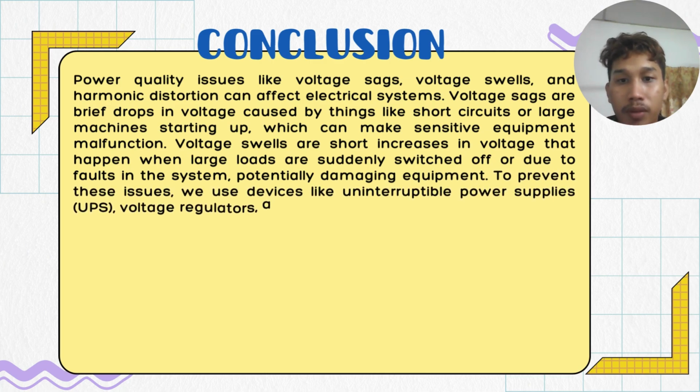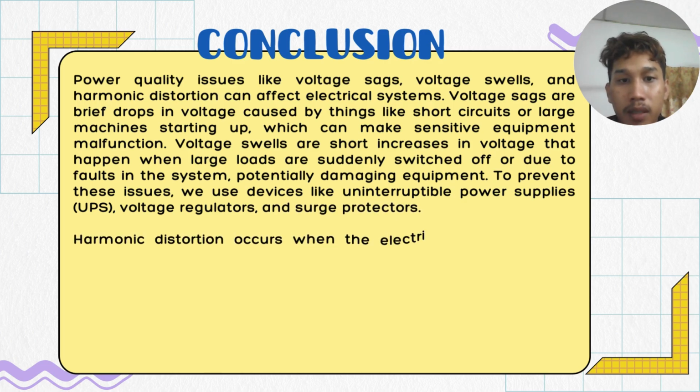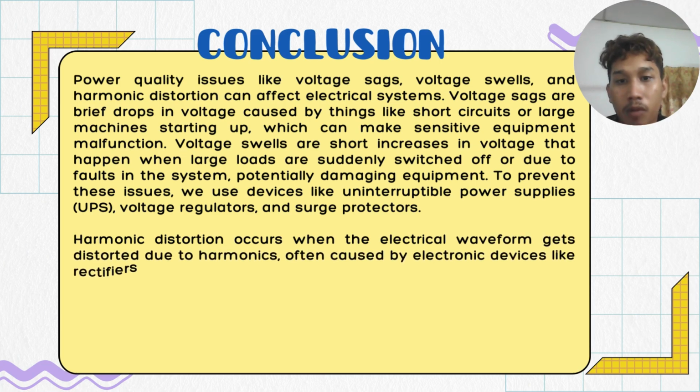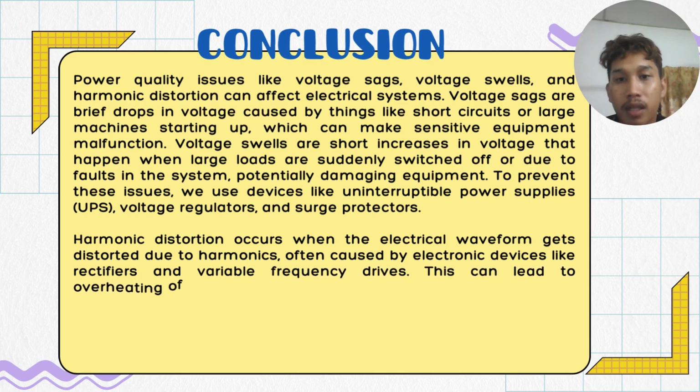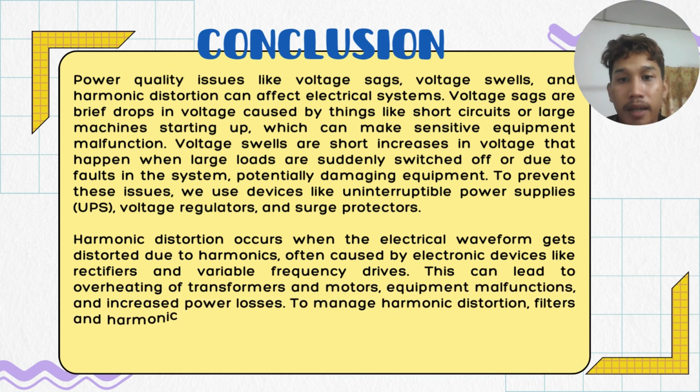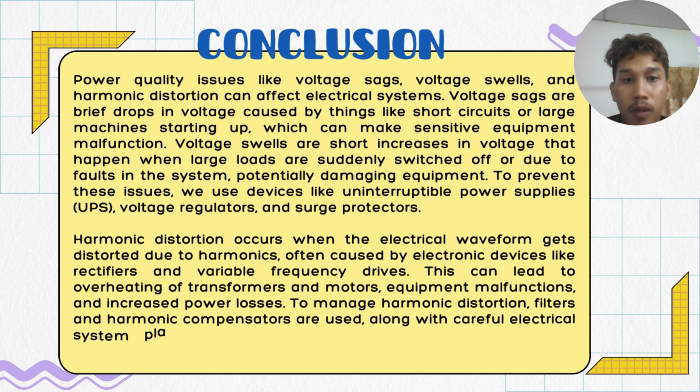To prevent these issues, we use devices like uninterruptible power supplies, which is UPS, voltage regulators, and surge protectors. Harmonic distortion occurs when the electrical waveform gets distorted due to harmonics, often caused by electronic devices like rectifiers and variable frequency drives. It can lead to the overheating of transformers and motors, equipment malfunction, and increased power losses.